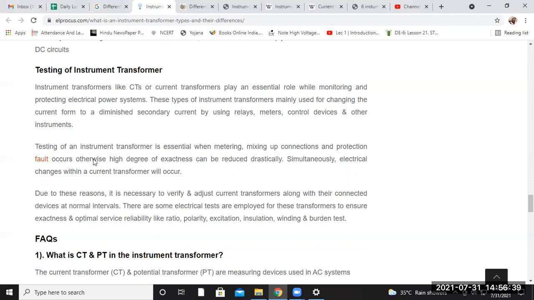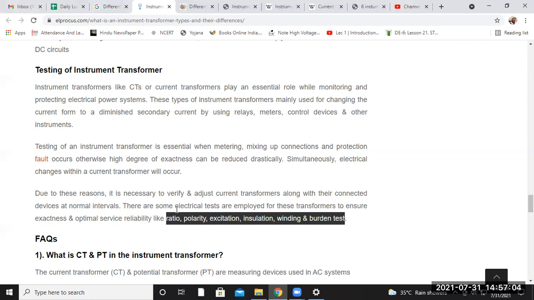So due to these two reasons, it is necessary to verify and adjust current transformers along with their connected devices at regular intervals. There are some electrical tests employed for this task to ensure optimal service and reliability, like ratio, polarity, excitation, insulation, winding, and burden. So these are some tests that must be done on your instrument transformer.